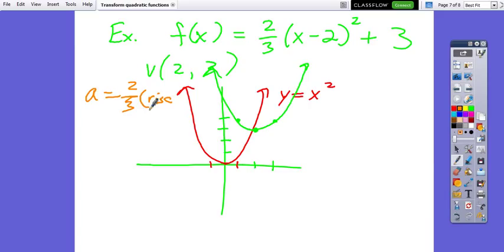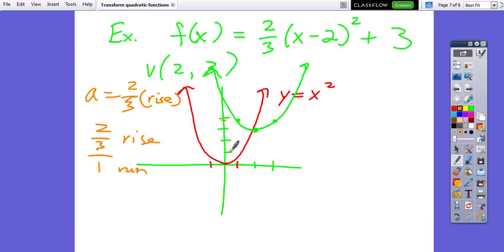So if I were to use this like slope, I would have 2/3 over 1 for my slope. Rise over run. This is my rise. This is my run. Well, a rise of 2/3 means I'm going to go up almost 1 unit. 2/3 of a unit. That's right here. And then over to the right 1. And then reflect that point. And what happens is I create a curve that's wider than my original curve.